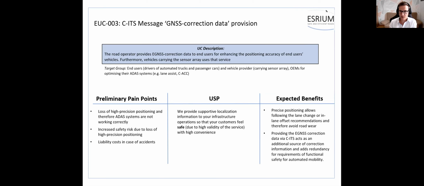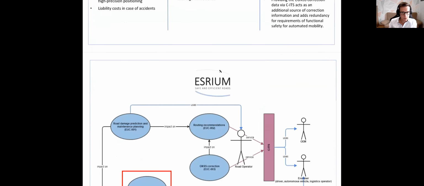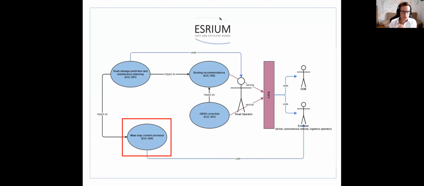So the accuracy of the vehicle location is, as mentioned before, in the centimeter range, which allows following the lane change or in-lane offset recommendations accordingly. And furthermore, providing EGNSS correction data via CRTS also acts as an additional source of correction information and adds redundancy. So therefore, this system also meets the functional safety requirements for automated mobility. Well, so much for use case number 3.